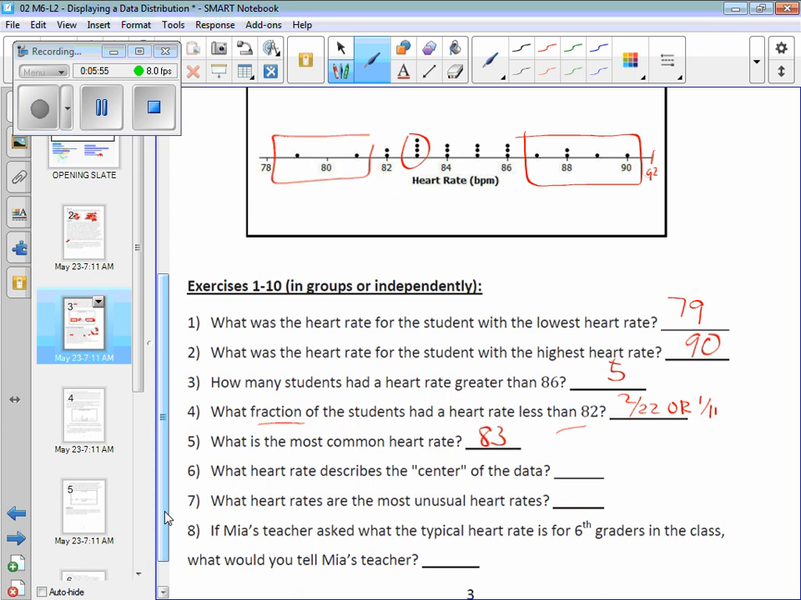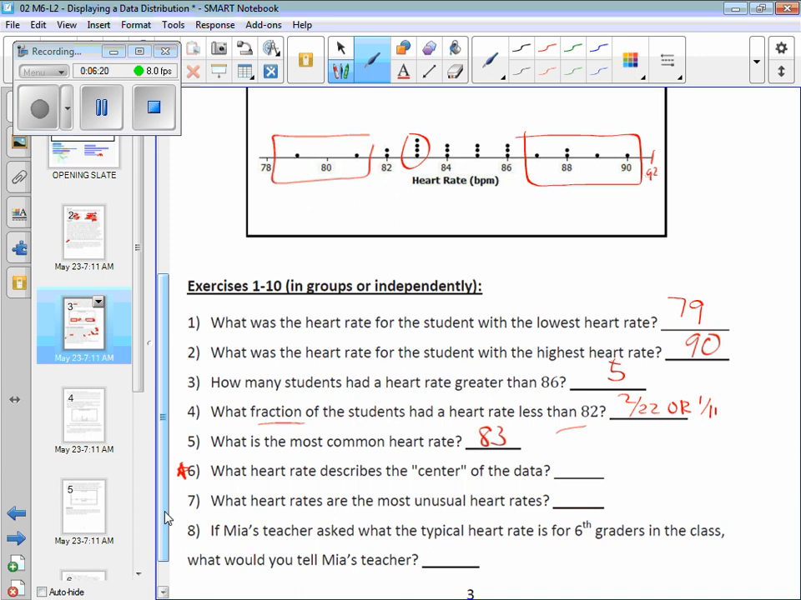What heart rate? This is a really important question. Put a star next to it because we're going to continue to develop this idea of what's called the center of the data. What heart rate describes the center of the data? And when you think of centers, where do most people fall? Kind of, and it doesn't have to be an exact number. You can do a range. The center of the data.